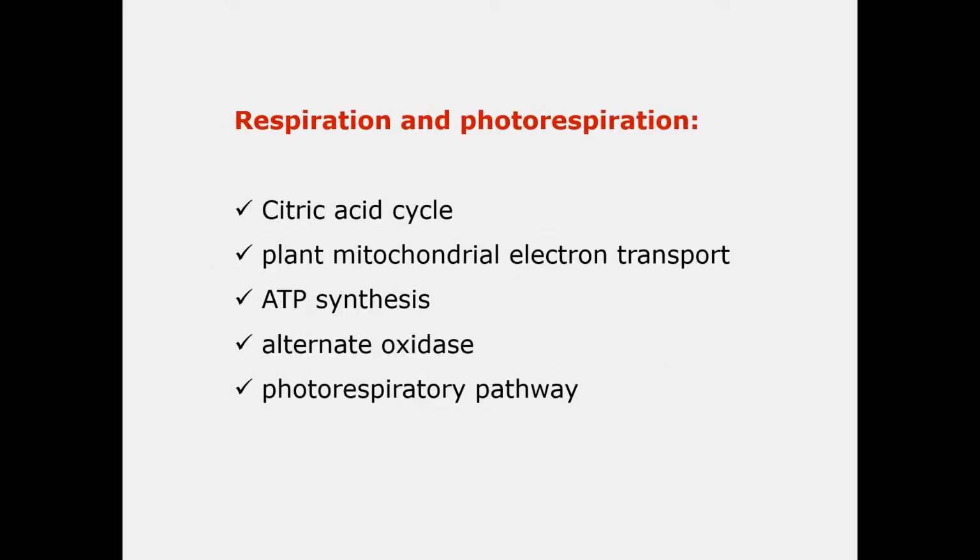Next chapter is respiration and photorespiration. These are the topics coming under this chapter. And here, citric acid cycle or TCA cycle. Here you have to remember the various enzymes involved, the various compounds and intermediates involved, and how many NADH are produced, how many FADH2 are produced, how many ATP are produced. All these things you have to remember.